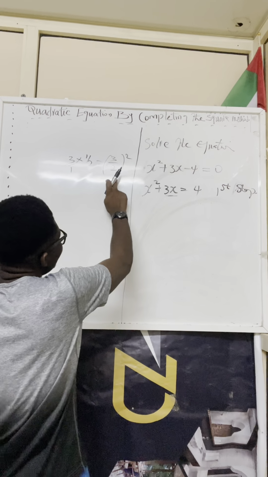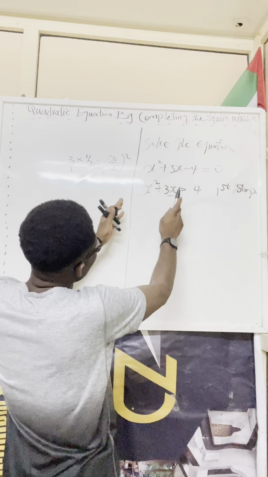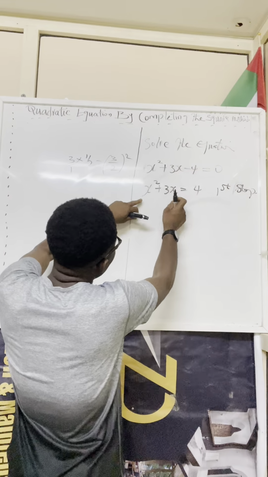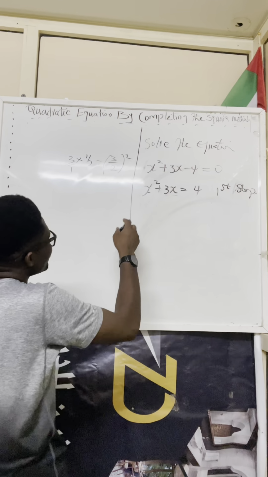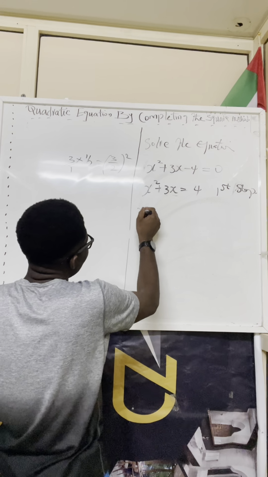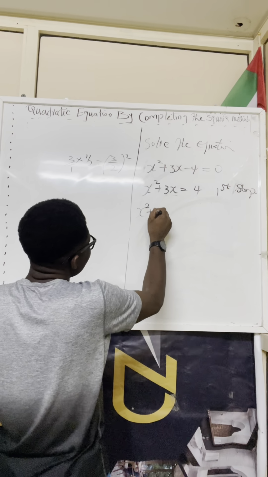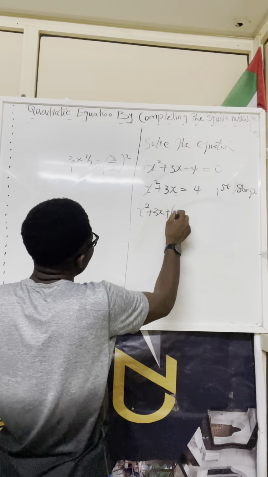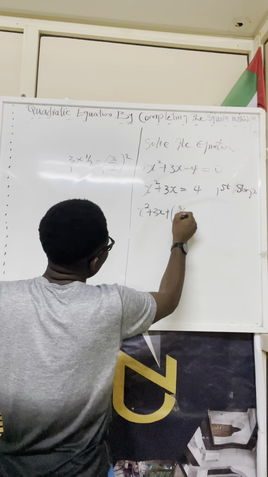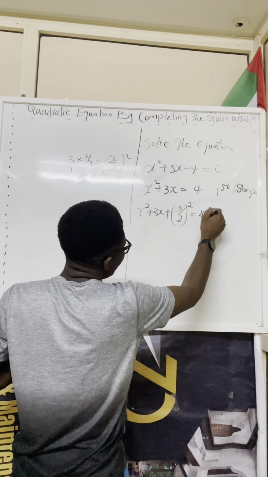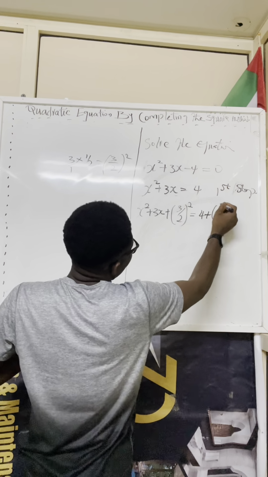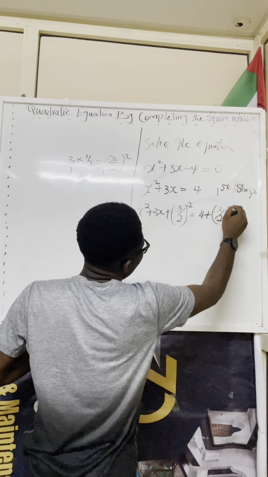So this 3 over 2 all squared, what you're going to do now is add it to both the left side of this equation and the right side of this equation. Here now comes x squared plus 3x plus, you bring down this 3 over 2 all squared, equals 4 plus 3 over 2 all squared.